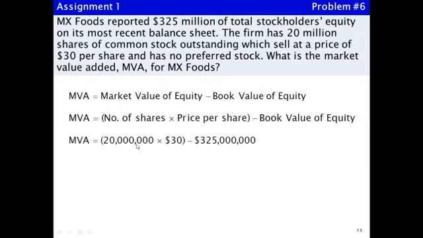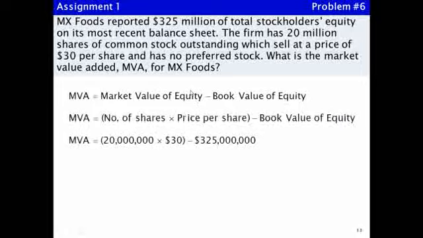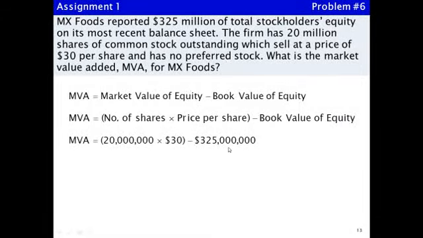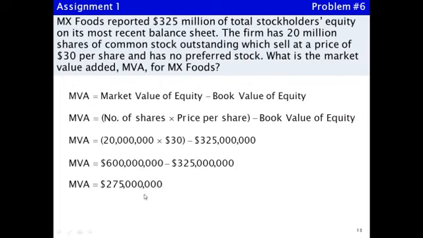We were given 20 million shares at $30 a share. We were given the book value of $325 million. That's what's on the balance sheet. That gives us $600 million of market value of equity, $325 million book value of equity, for a market value added of $275 million.